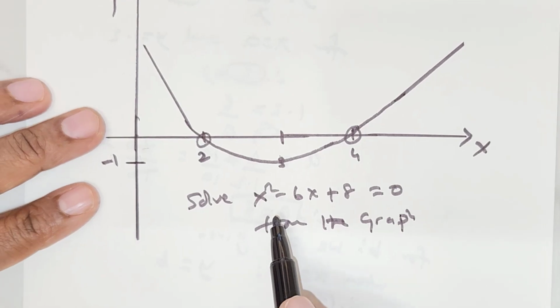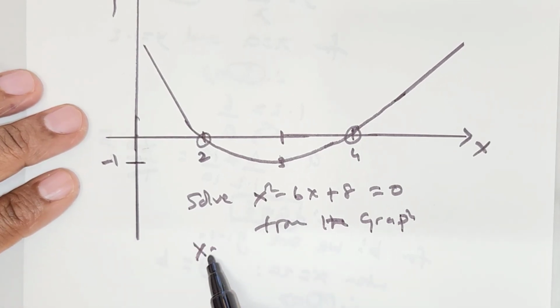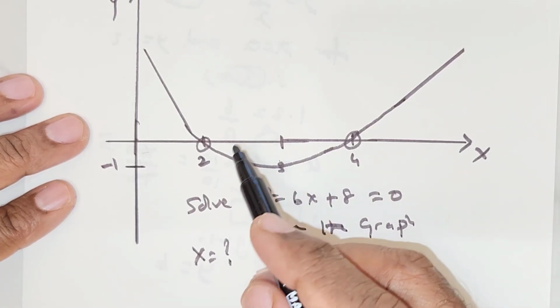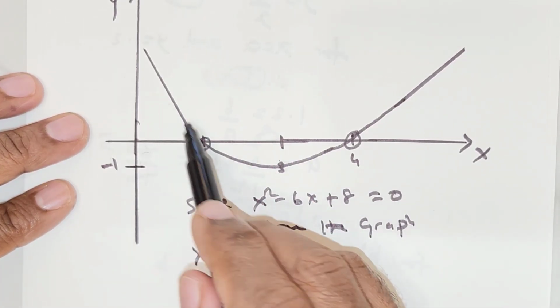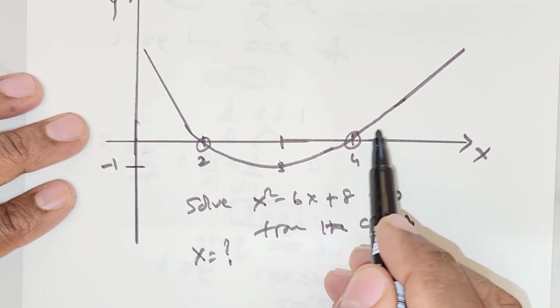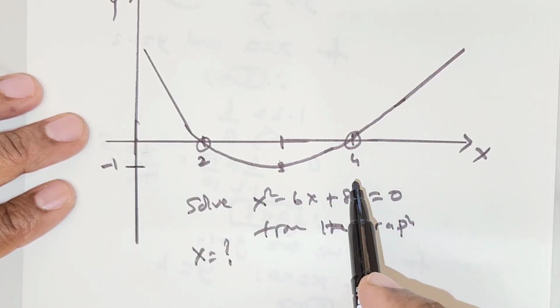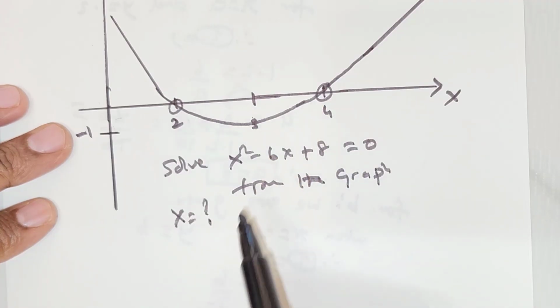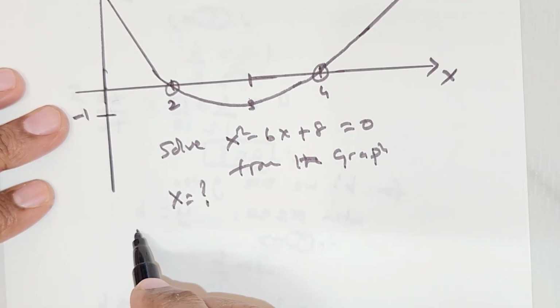See, when they are asking you to solve, they are asking us to get the value of x. So you will have to find the intersection of the graph on the x-axis. That is the priority. So where does the graph intersect? At the point 2 and 4. So you can state it here.